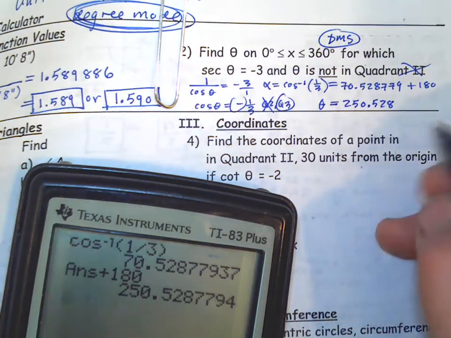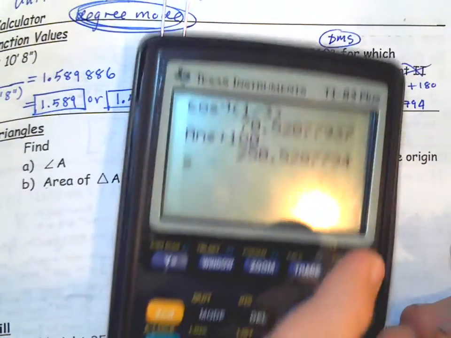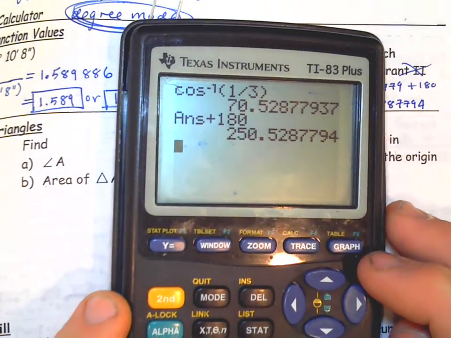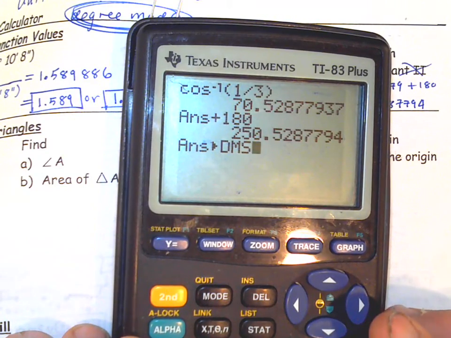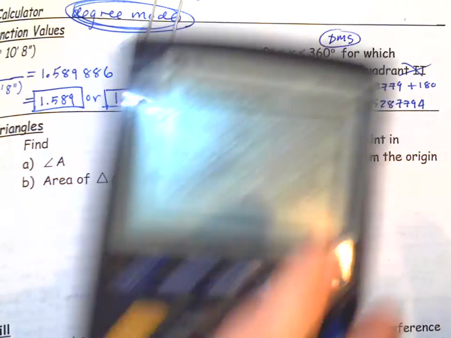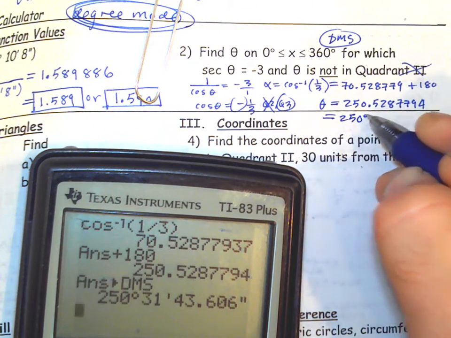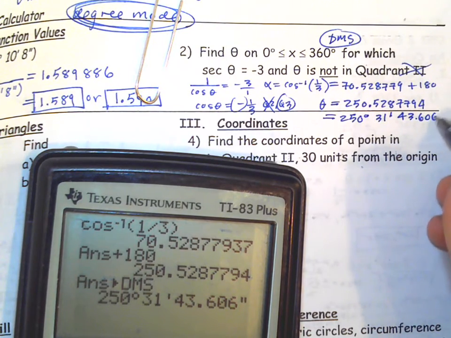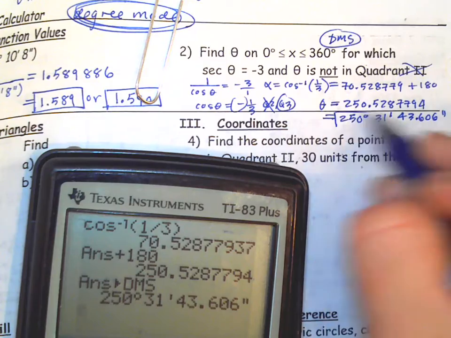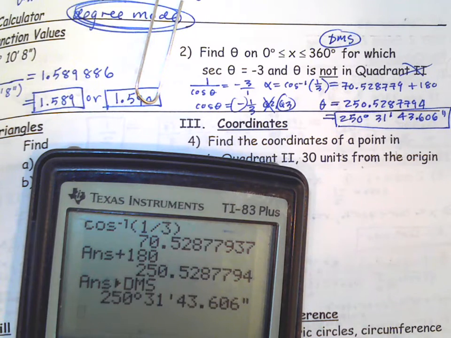Some of you guys just forgot. Some of you guys did it wrong. So degrees, minutes, seconds. I also want 3 decimals. Actually, it's easy on here. Second angle DMS says, oh, you want to change your previous answer to degrees, minutes, seconds? Here it is. So in degrees, minutes, seconds, it's 250 degrees, 31 minutes, 43.606 seconds. 3 decimal accuracy is still expected. So there you go.